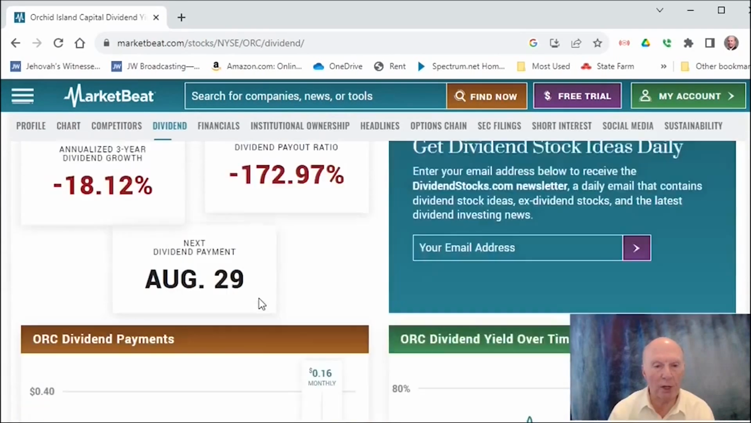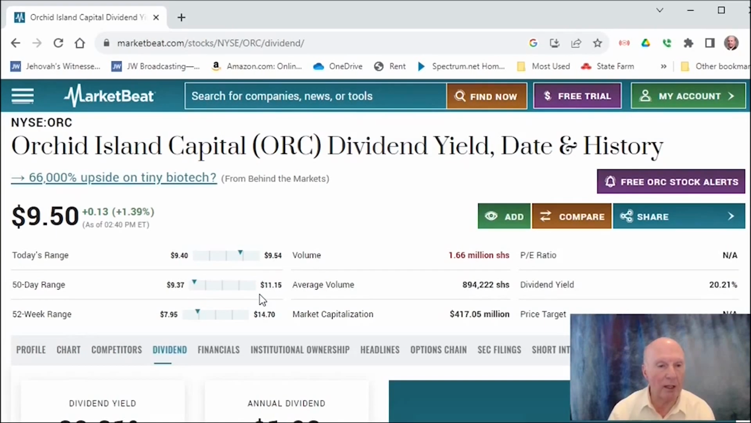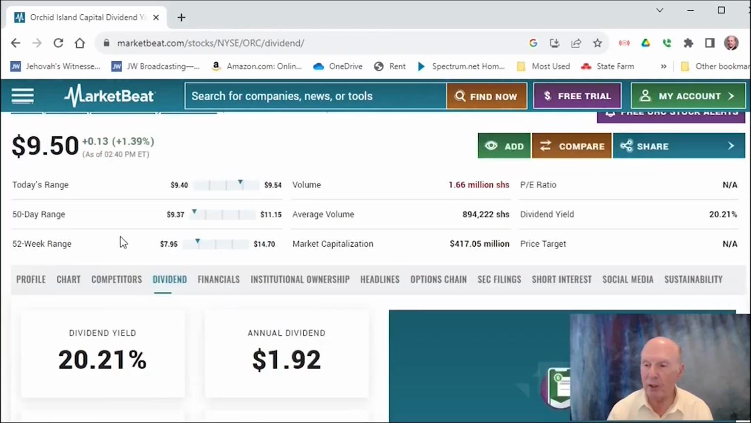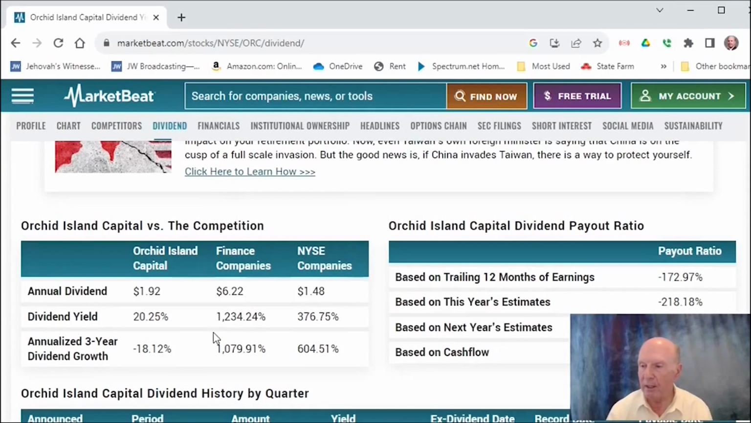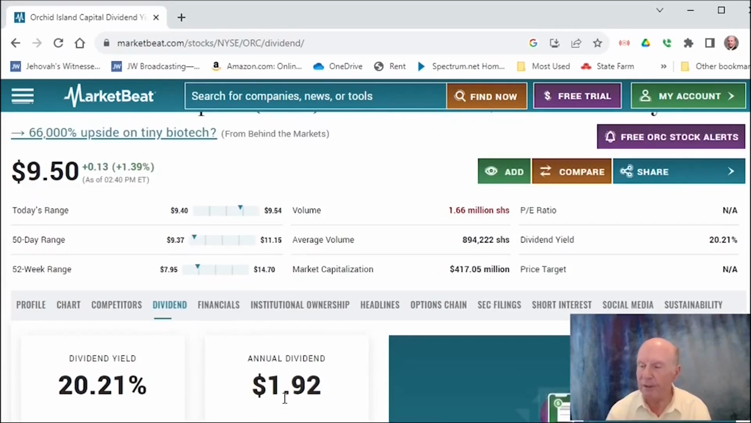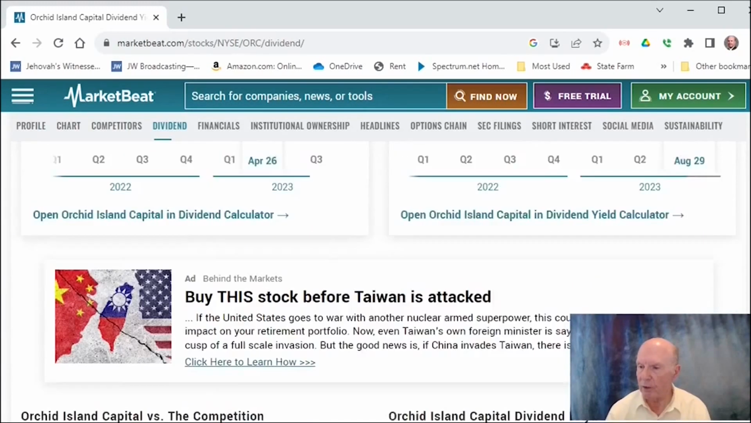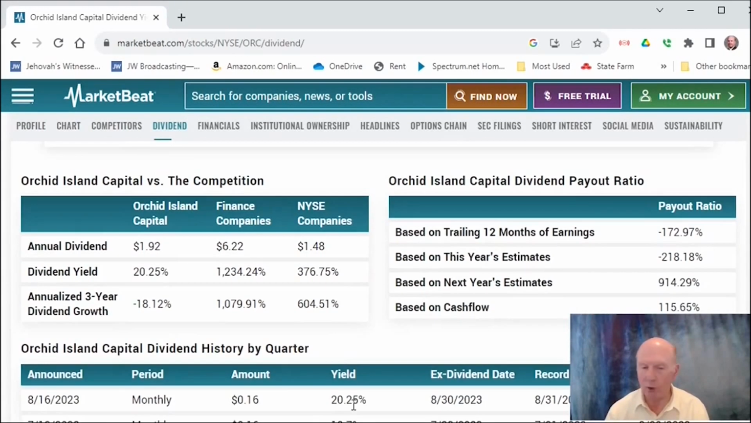So if I scroll down, first of all, I can look and see what it's selling for. Right now, the sales price of ORC is $9.50. So I can look and see what it's paying on dividend and divide that by $9.50. It's paying 16 cents dividend. So you divide that out by $9.50, and you see what your actual percentage is.